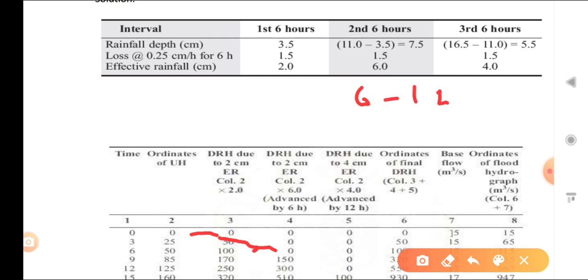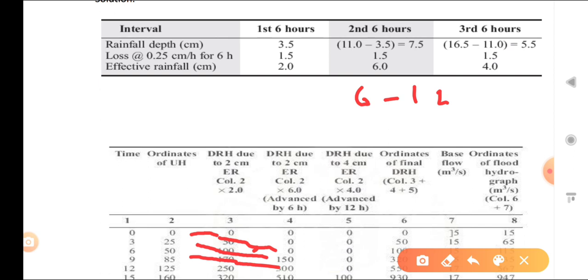Similarly, 25 multiplied by 6, how much will it be? Correspondingly, 0 comes at the 6, so now 25 comes at the 9. So 25 multiplied by 6 will be 150. Similarly, 50 multiplied by 6, how much will it be? It will be 300. Similarly, next value, 125 multiplied by 6, you can go below.